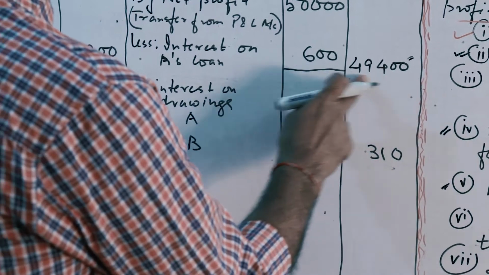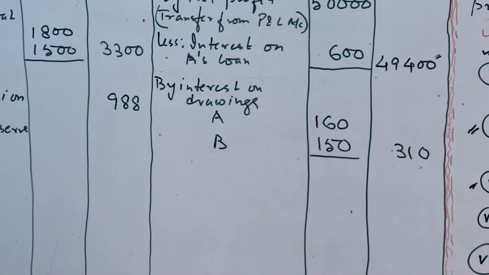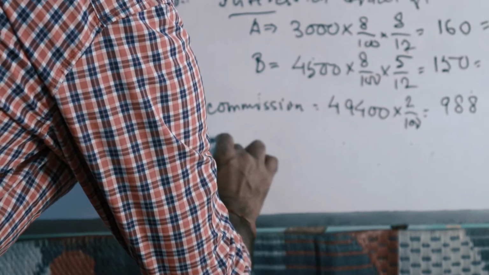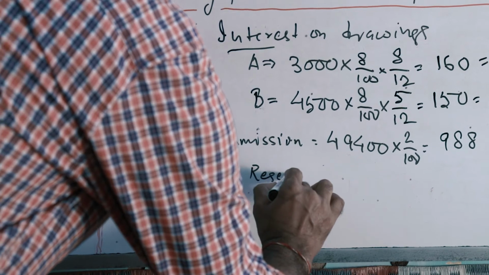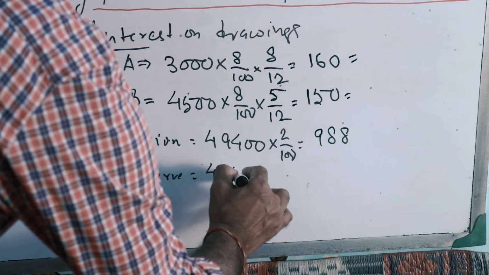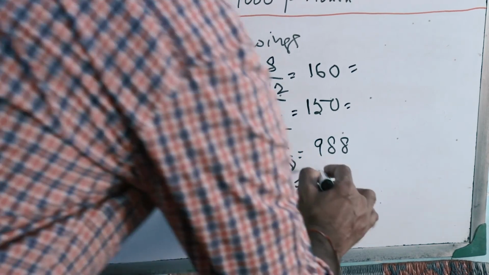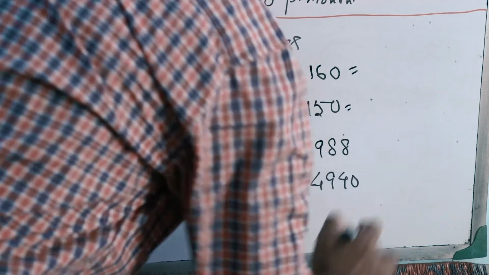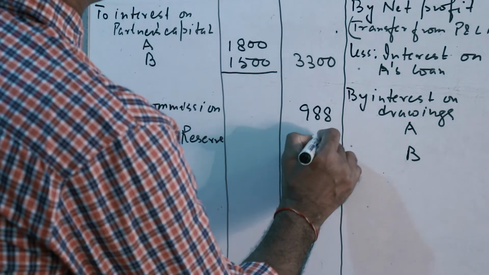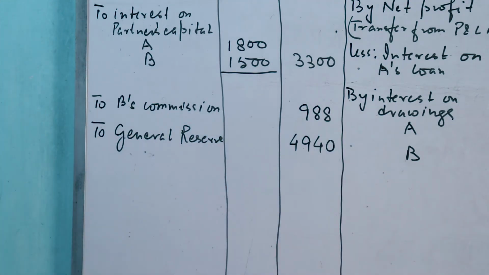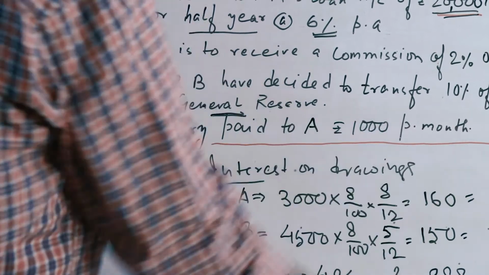10% of net profit. 49400 इसका 10%. तो जनरल रिजर्व कितना होगा? जनरल रिजर्व will be 49400 into 10/100. So 4940. So to general reserve 4940. Clear? Yes. Next, salary paid to A, rupees 1000 per month.